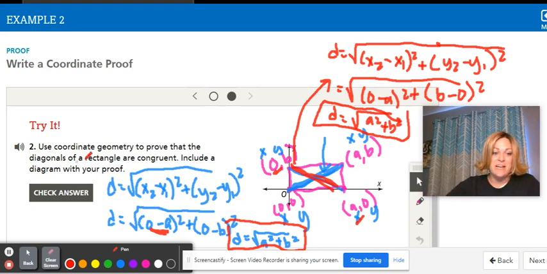So, prove that the diagonals of a rectangle are congruent. I just did, including a diagram, which is kind of messy, but you get it. And then I would just say, since the distances are the same, the diagonals are congruent on a rectangle.